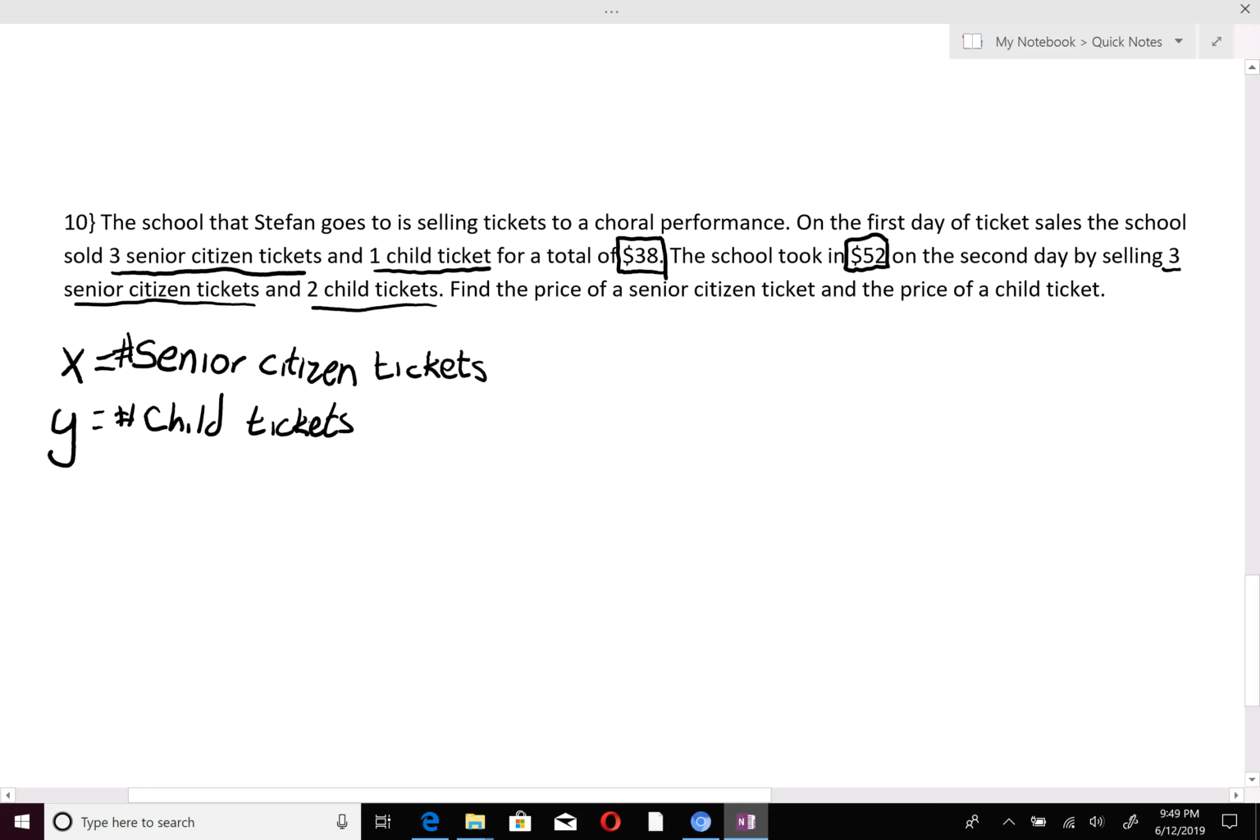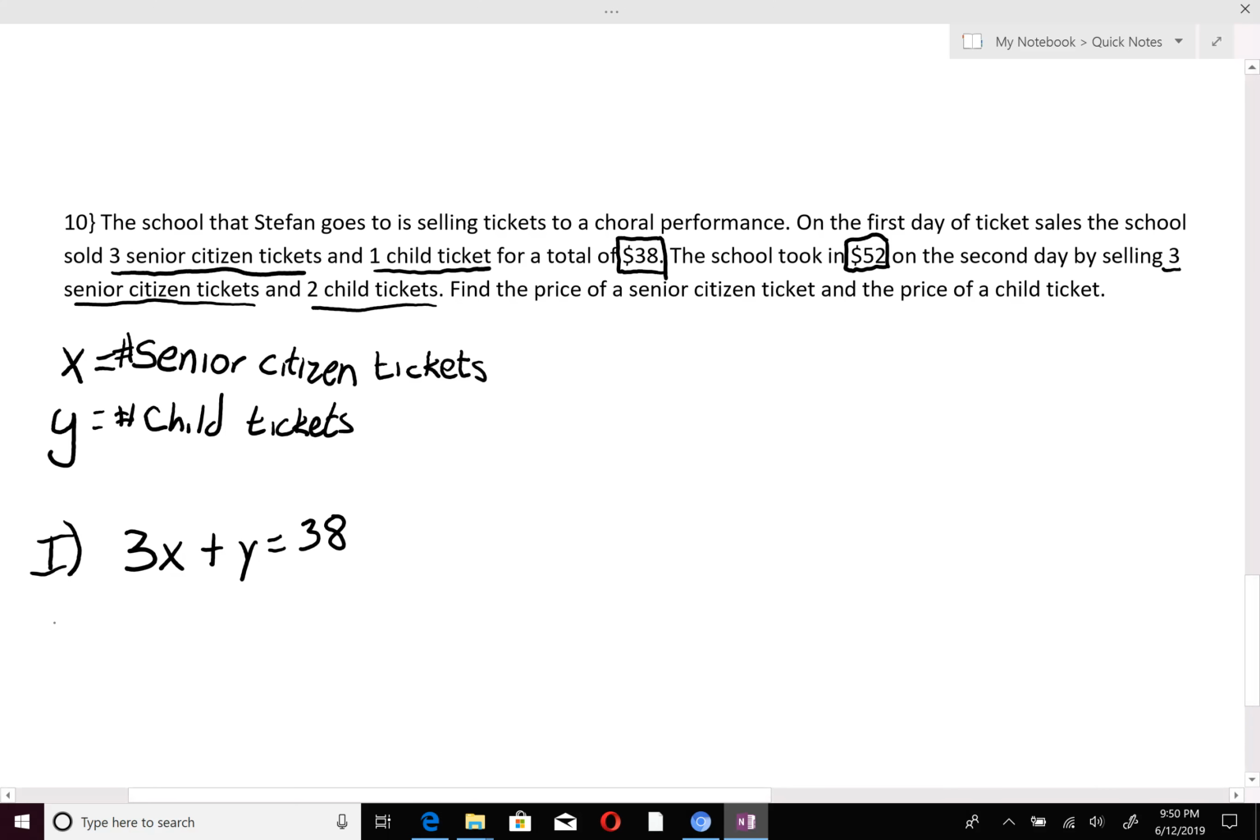And so we can start to develop our equations based off of what we're provided in the story problem. So we have 3 senior citizen tickets, so 3x, and 1 child ticket, plus 1y. So you can write 1y. I'm just going to write it as y. And that's equal to a total of 38. So dollar amounts go on the end, I guess. And so that's kind of like my first equation.